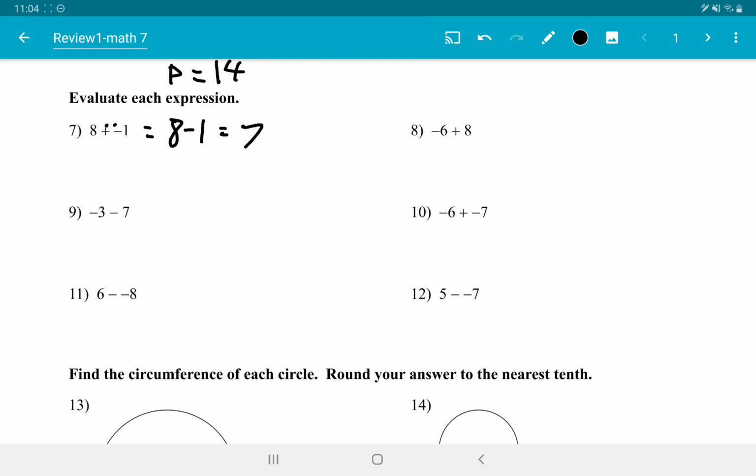For number 9, negative 3 minus 7. Since they're both negatives, I'm just going to add up the numbers and keep that negative sign. It's almost like if we drew our number line for this one, and negative 3 is here. Since it's negative 7, we're going left 7. So 1, 2, 3, 4, 5, 6, 7. And that's how I got negative 10.